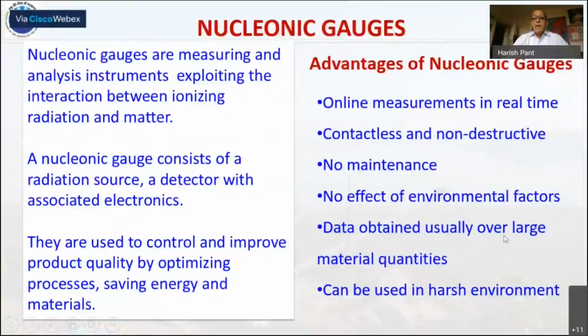Data are usually obtained over a large material quantity. Conventional techniques are used on a very small scale, or maybe in the laboratory. They cannot be used in the actual field, in the actual plant. And these gauges can be used in a very harsh environment, at high temperature and high pressure. Because of these advantages, the nucleonic gauges are very commonly used in industry.